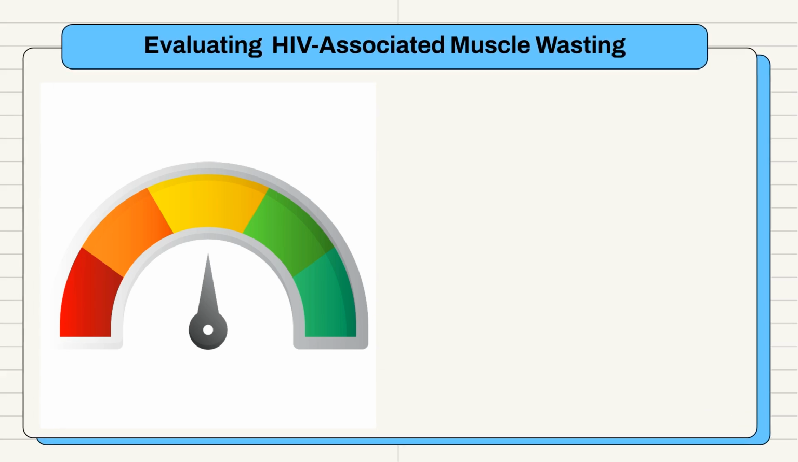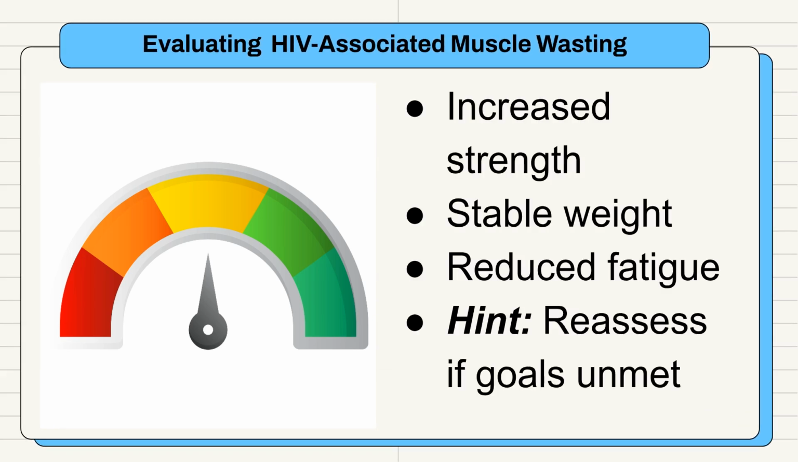Finally, evaluation. Check if your interventions worked. Has the patient's grip strength improved? Are they maintaining weight? Monitor for increased energy levels or reduced fatigue during activities. Use tools like weight checks or muscle strength scales. If goals aren't met, reassess. Maybe the diet needs tweaking or an infection is worsening the cachexia. For NCLEX, always evaluate outcomes against your planned goals to ensure patient progress.